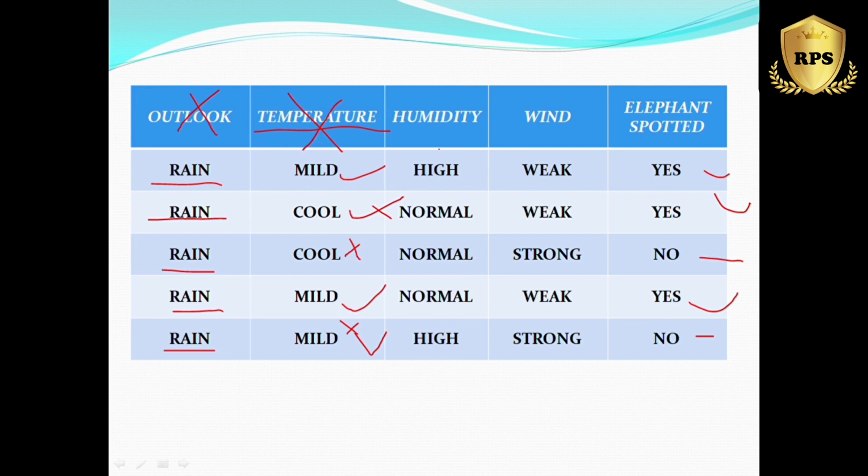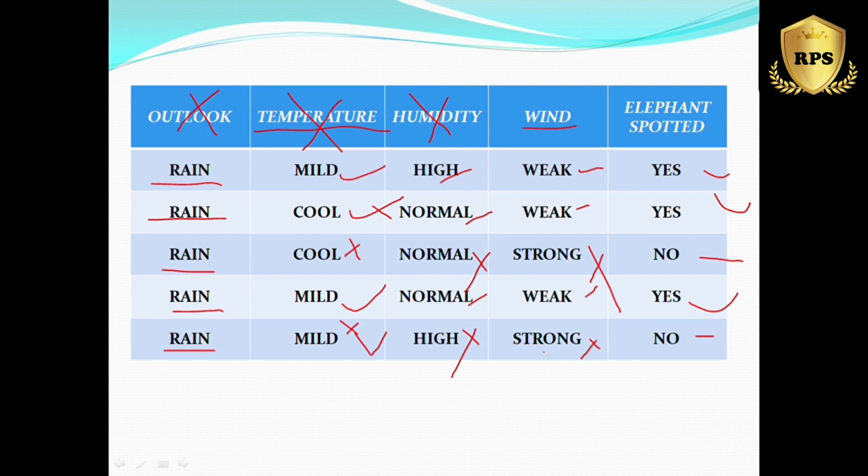Now it will take humidity. High humidity yes, normal humidity yes, but here normal no. Here high is also no, and this normal is yes. Same reason which was for temperature, that's why humidity is also cancelled. Now the last factor is wind. Can we find a factor from this? Can we find a pattern from this? If weak yes, again weak yes, strong no, sorry, then weak yes and strong no.